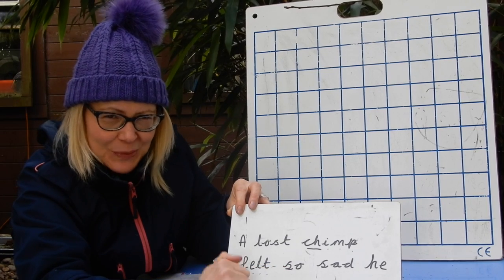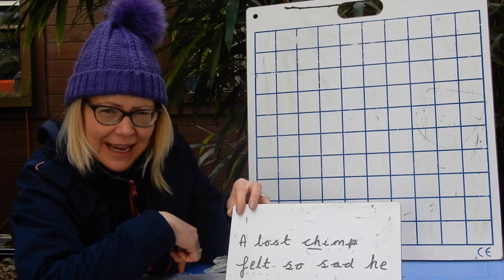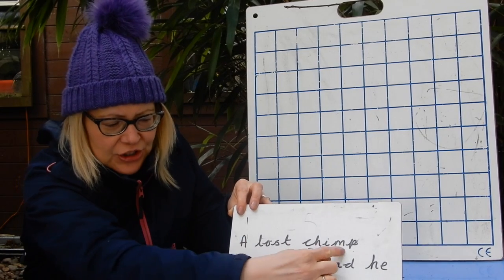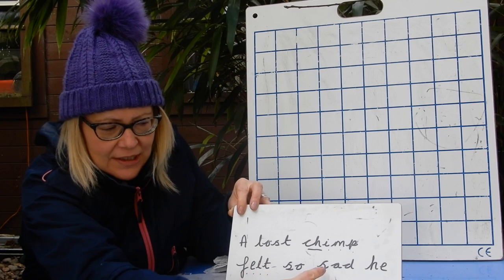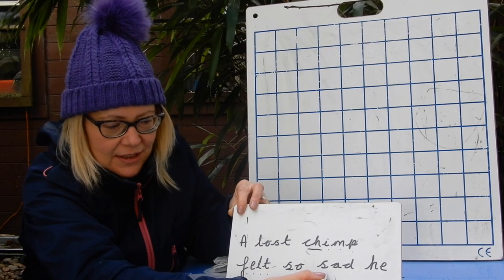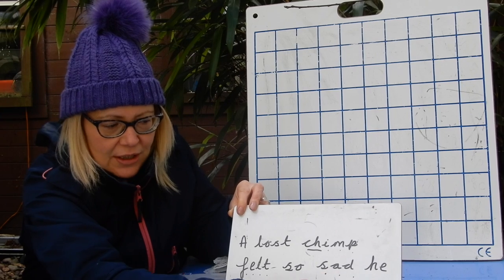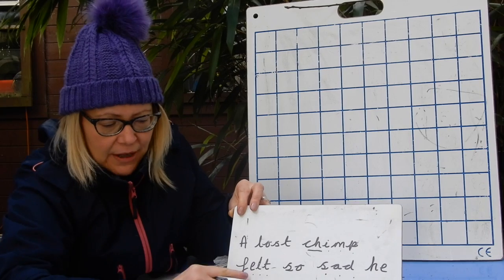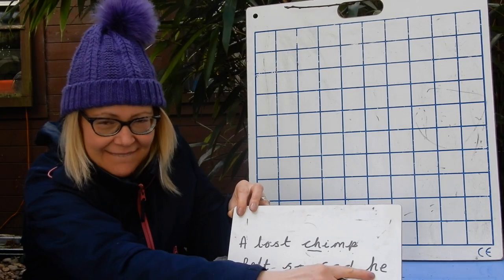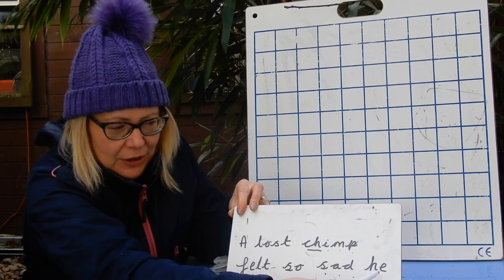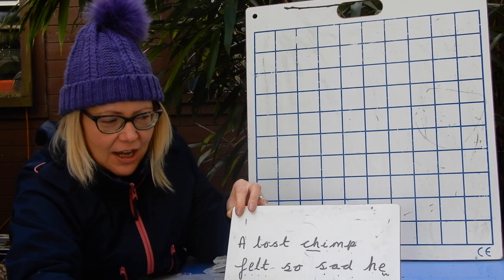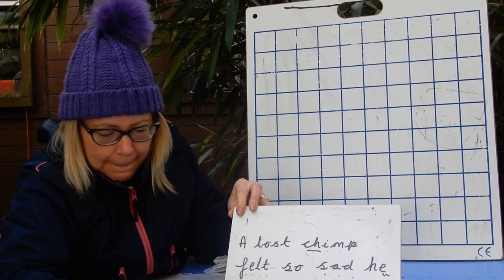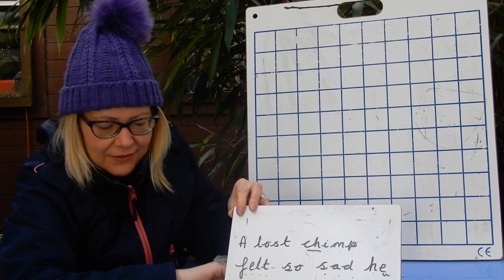Aha! There's one of those common exception words I just wrote on my board. Okay, it's not how you'd write the sew of your socks, but it's how we write this kind of so. A lost chimp felt so. 3 sounds, nice easy ones. Sad, sad, sad. A lost chimp felt so sad. From an exception word there, helping you, making an E sound. So I'm going to give it a tricky line. He. A lost chimp felt so sad, he. 1, 2, 3, 4 sounds, okay?